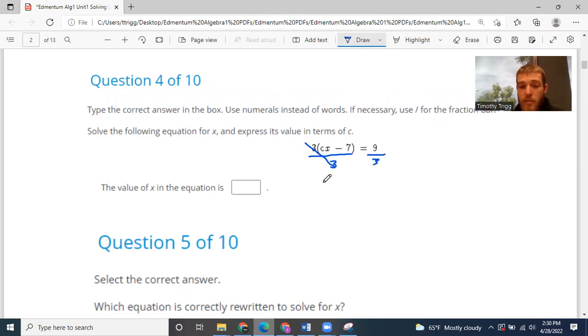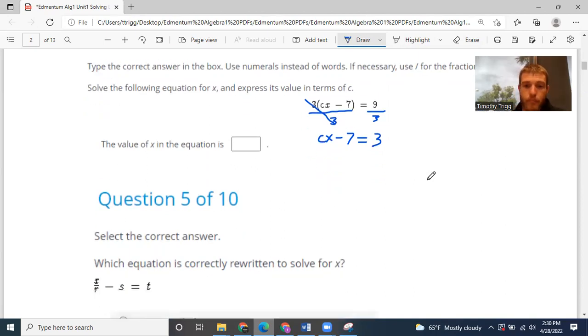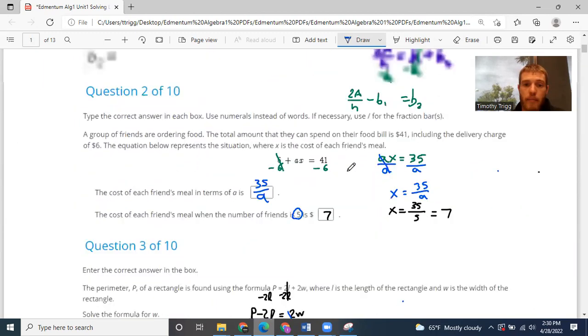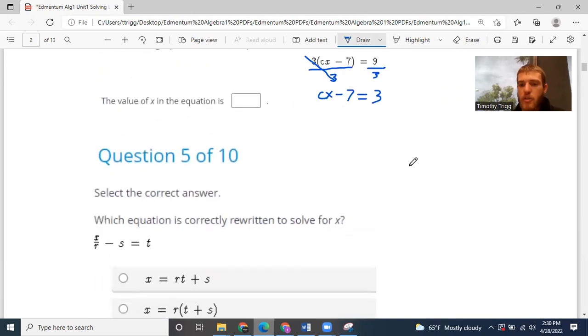That cancels out this, leaving us with cx minus 7 equals 9 divided by 3, which is 3. Okay, you see how I'm allowed to do that? Because these are multiplied, I can cancel that with division. The reason you could do that in this case is because the 3 is multiplied by every term on this side. In another case, you might not be able to.